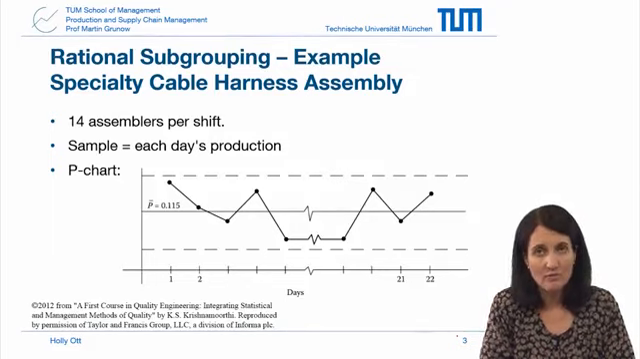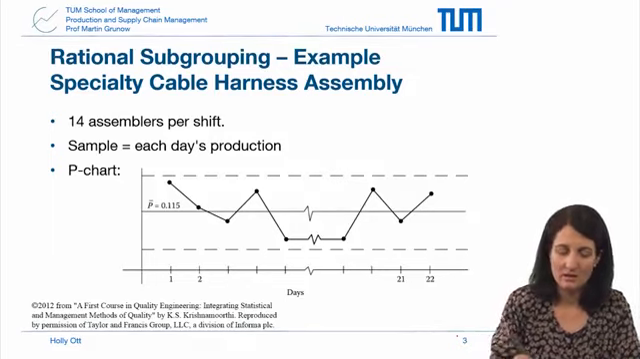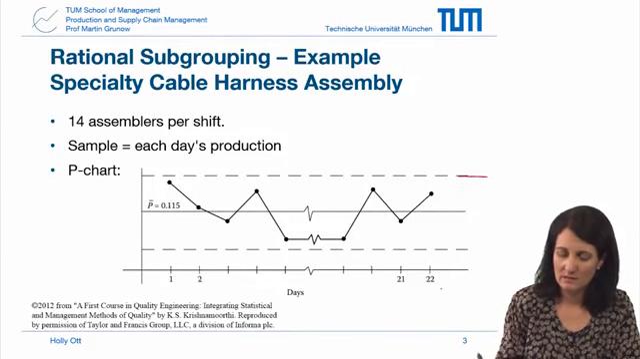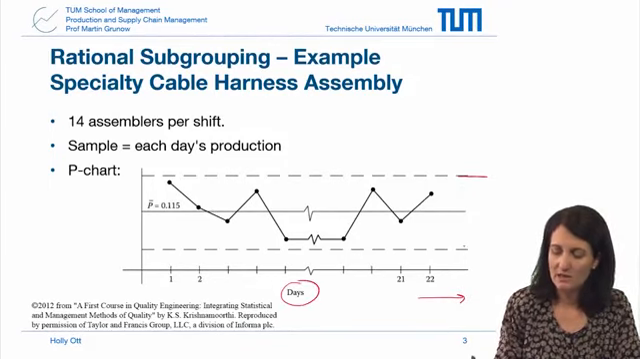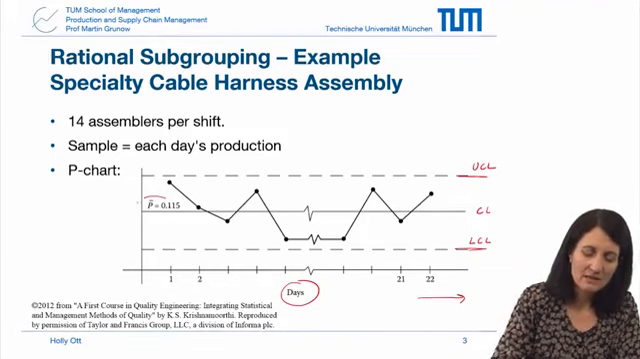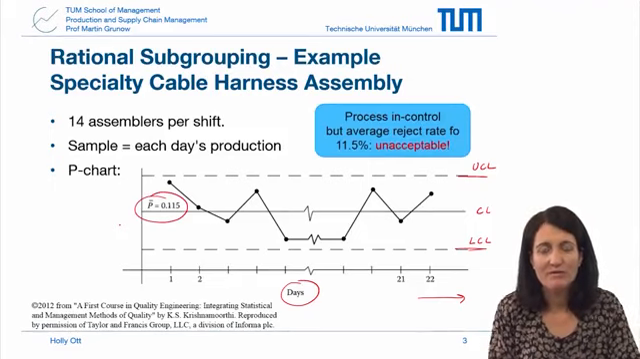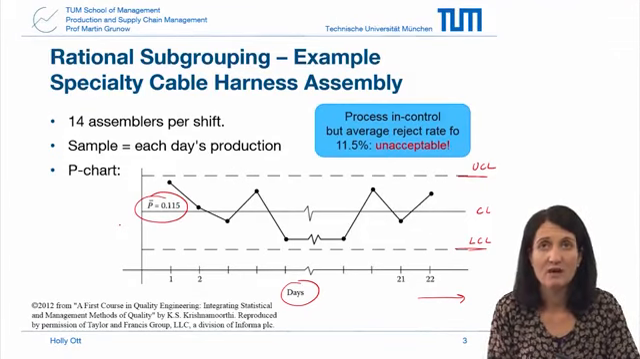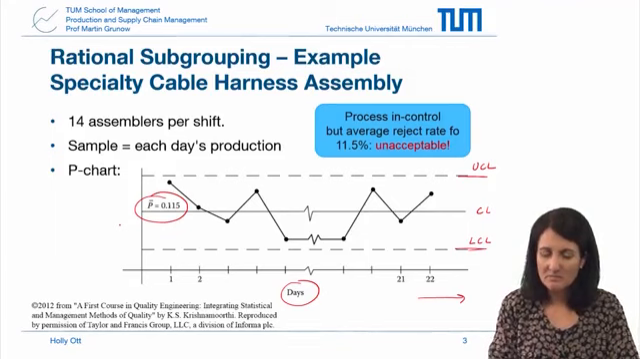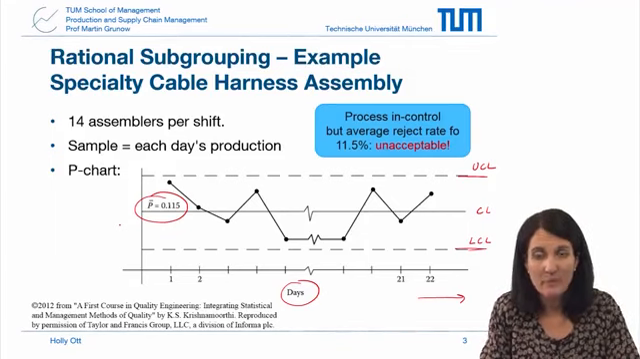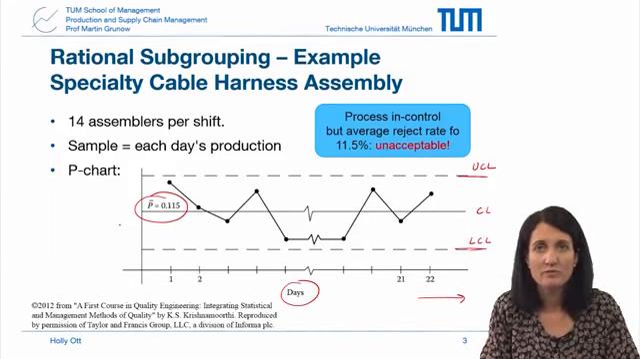And it's just like our X bar and R control charts. This is with time, so days. You have an upper control limit and a lower control limit and a center line here. And on average, we have 11.5% defects, which is absolutely unacceptable in this assembly, scrapping over 10% of the product. But can you see any points that are out of control? All the points are in control.